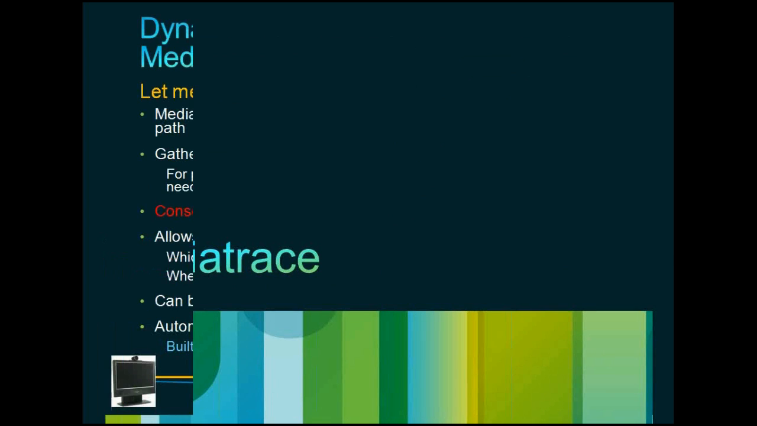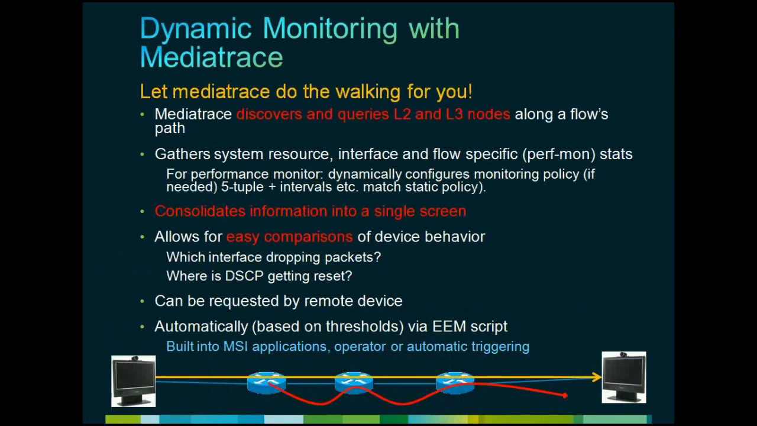Okay, let's talk about MediaTrace then. MediaTrace is all about dynamic monitoring. Basically, MediaTrace, like I told you, looks like traceroute. It discovers the L2 and L3 nodes along the flow path, and it gathers resources, interface and flow specific performance monitor statistics. It dynamically configures the monitor policy if needed.